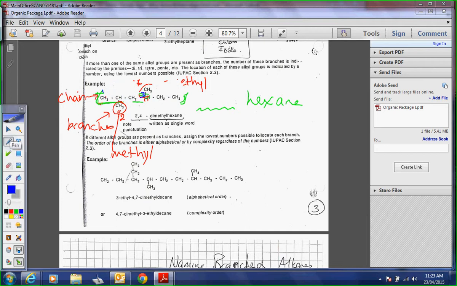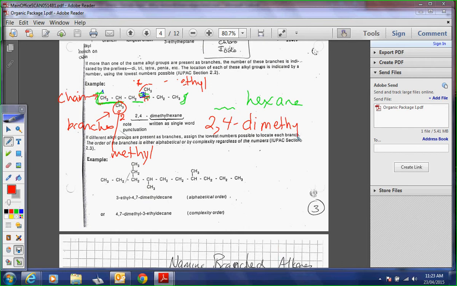So I've got a methyl on carbon 2. I should be doing that in red, shouldn't I, really? I've got a methyl on carbon 2. I've got a methyl on carbon 4. I have 2 methyls. Everybody okay with that? So we call those di for 2, or tri for 3, or tetra for 4. So dimethyl. And I'm done now.